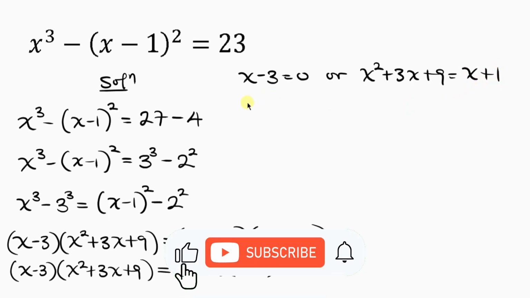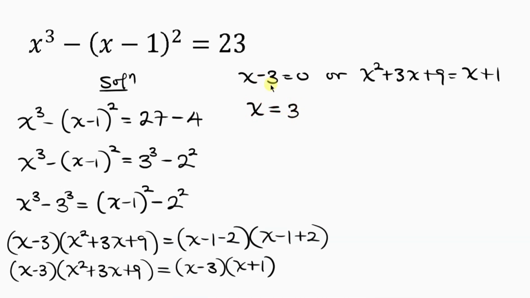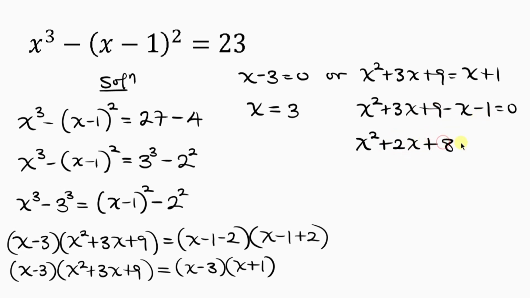So for the first case, you notice that x will be equal to 3. This happens when you move negative 3 to the right hand side. Now, what about the second case? Let's go ahead and simplify the second case. I'm going to be moving what I have on the right to the left hand side so that I have x squared plus 3x plus 9. Now, when x plus 1 moves to the left, it becomes minus x minus 1 equal to 0. So this becomes x squared. Now 3x minus x, I'm going to be having 2x. Now 9 minus 1, I'm going to be having 8 equal to 0.